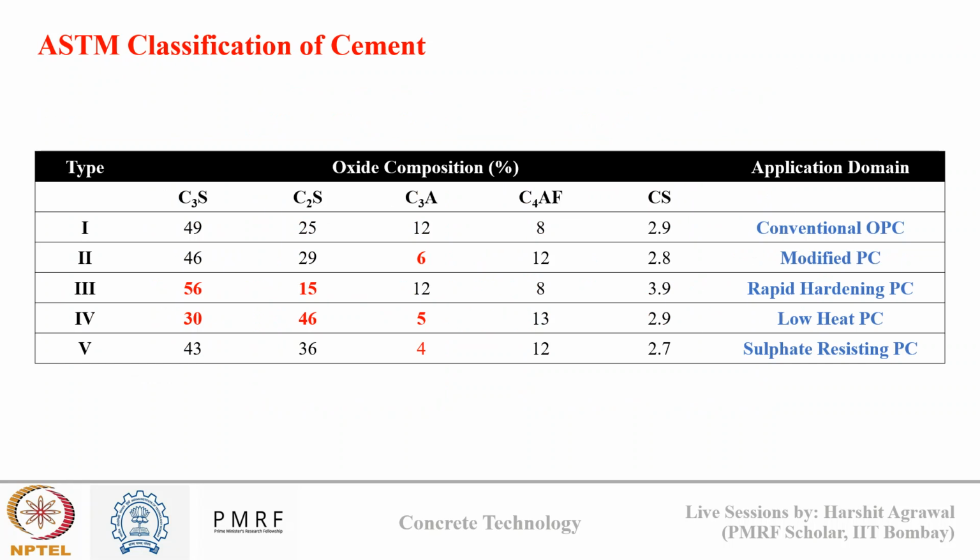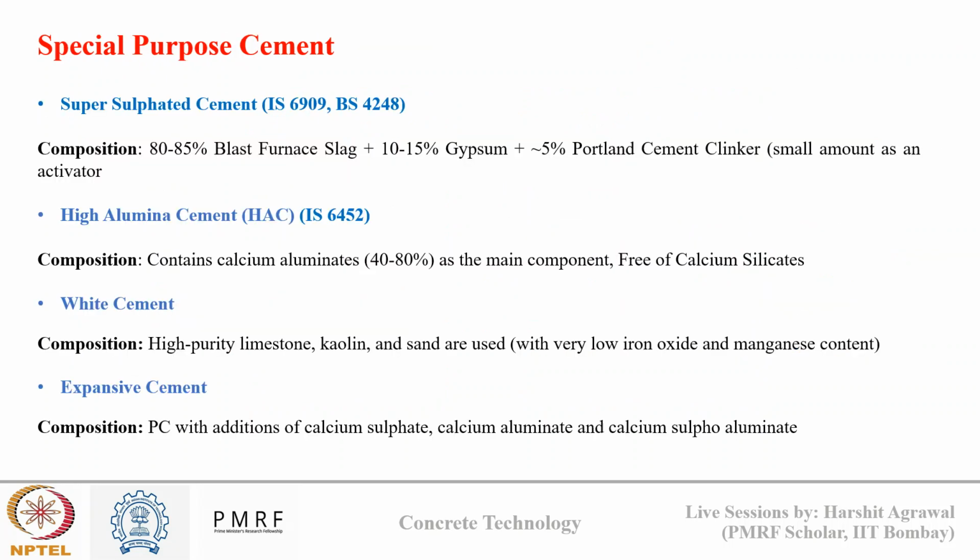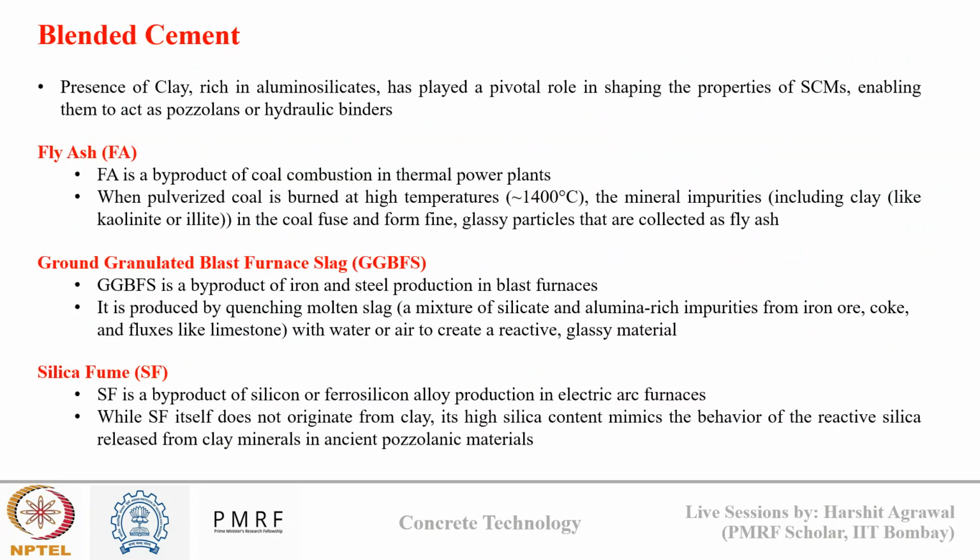So, based on the composition of cement, we saw how the application domain changes for these ASTM classifications. In special purpose cement, we talked about super sulfated cement, high alumina cement, white cement, and expansive cement. And finally, in blended cement, we first understood how blended cement came by looking into the history of hydraulic lime and volcanic ash. And then we just introduced ourselves to fly ash, GGBFS, and silica fume, how they are obtained and why they show cementitious property. Okay, so this was about everything that we discussed last week.